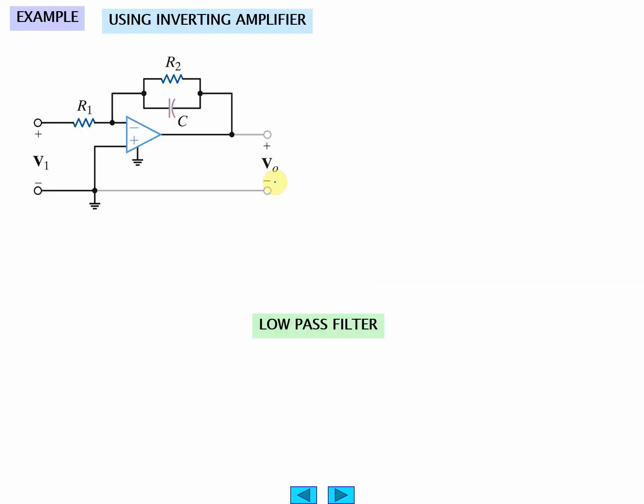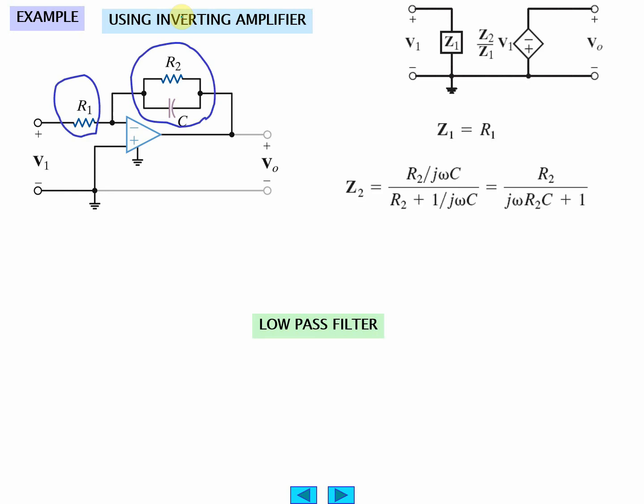Here's a basic low pass filter. R1 and R2 look like a standard op amp with resistors. As soon as we put the capacitor in, at high frequencies this impedance is going to go down. So we can analyze it. Z2 is that. Z2 over Z1 is going to be the gain.